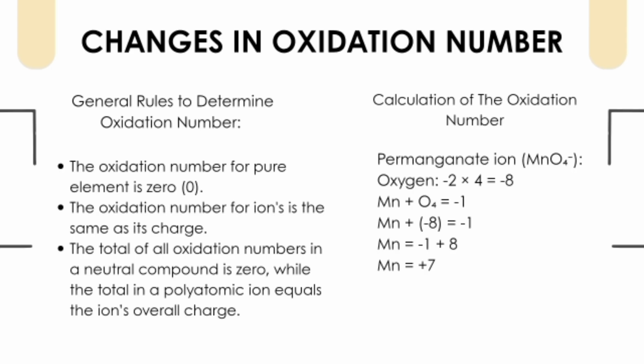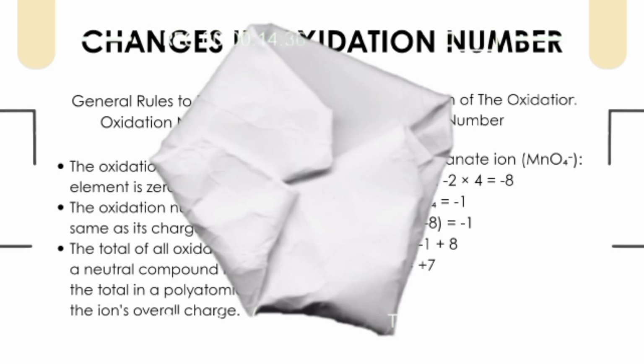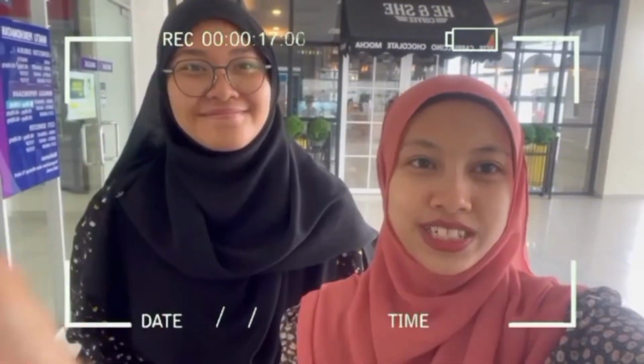Also, we can calculate the oxidation number. For this example, I will use the permanganate ion, where we want to find the manganese oxidation number. The total charge of the permanganate ion is -1. So the oxygen must be multiplied by 4 with its own charge, which is -2, and we get -8. So the -8 is brought to the right side, and solving it, we get manganese equal to +7. It's not difficult, so we go to the next part.